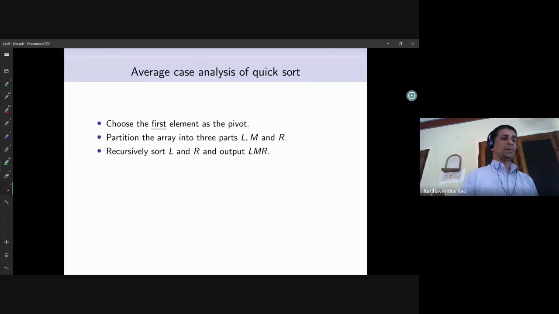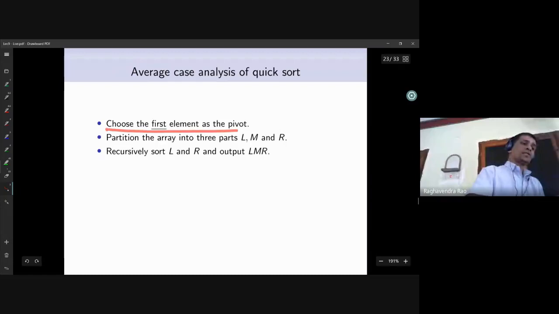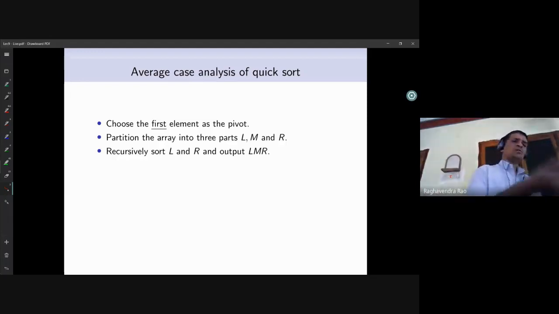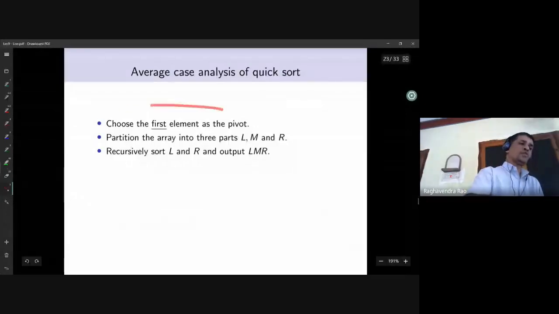The version of quicksort that we are going to analyze is where we choose the first element as the pivot always. Now you can ask, why not the last element or the middle element? The analysis is going to be the same, so let's make it simple. I just consider the first element, then partition the array into left, middle, and right based on the first element, and then recursively sort L and R, and output L M R. That's our quicksort. Instead of a random pivot, we are going to choose the first element.